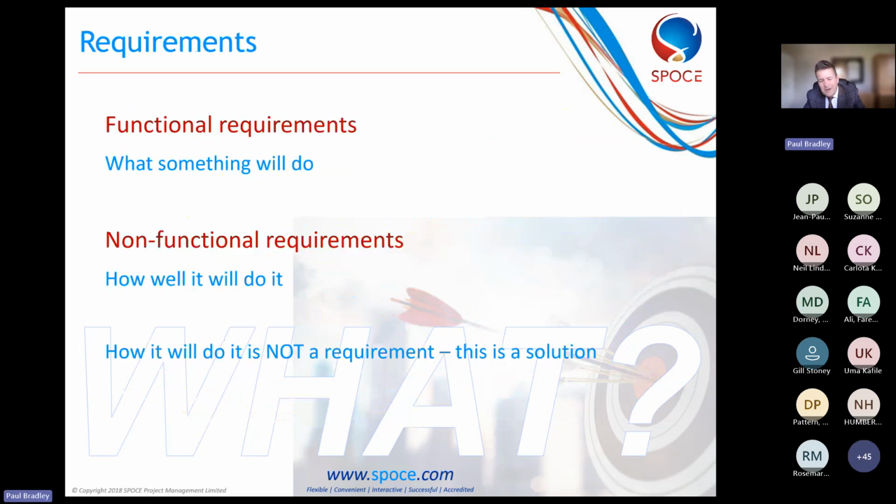When I talk about requirements, there are two different types of requirements. We have functional requirements. This is basically, what will something do? Okay, what does it need to do? What does it need to satisfy? Okay, we also have non-functional requirements as well. The non-functional requirements is how well will it do it? So we're looking at performance metrics here. So what's it got to do and how well should it perform?